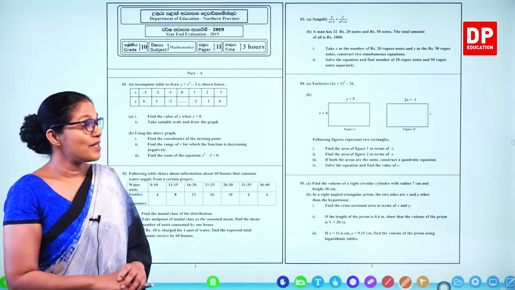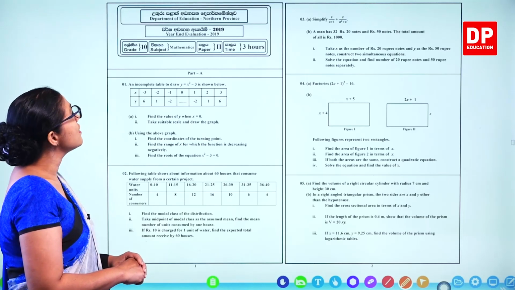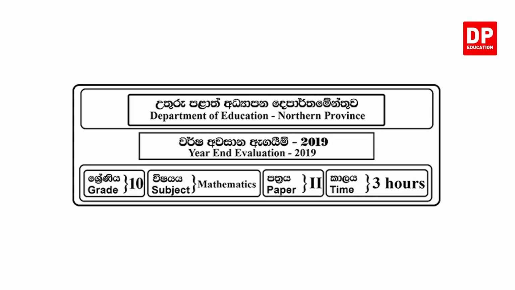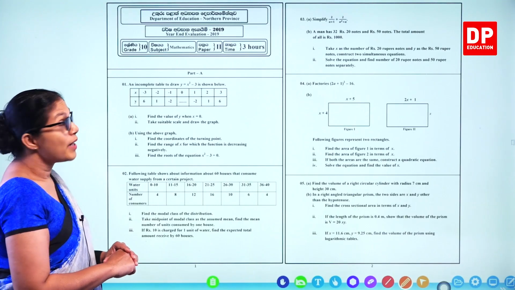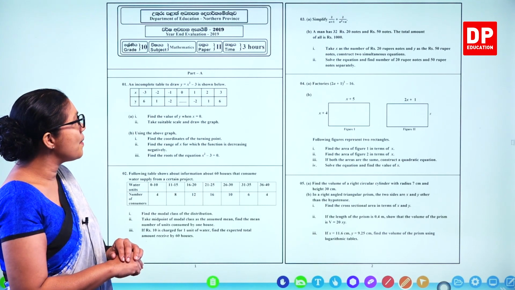Hello grade 10 students. Today I am going to do year-end evaluation 2019, Department of Education Northern Province, paper 2. So you get 3 hours. You already know there are 2 parts, part A and part B.